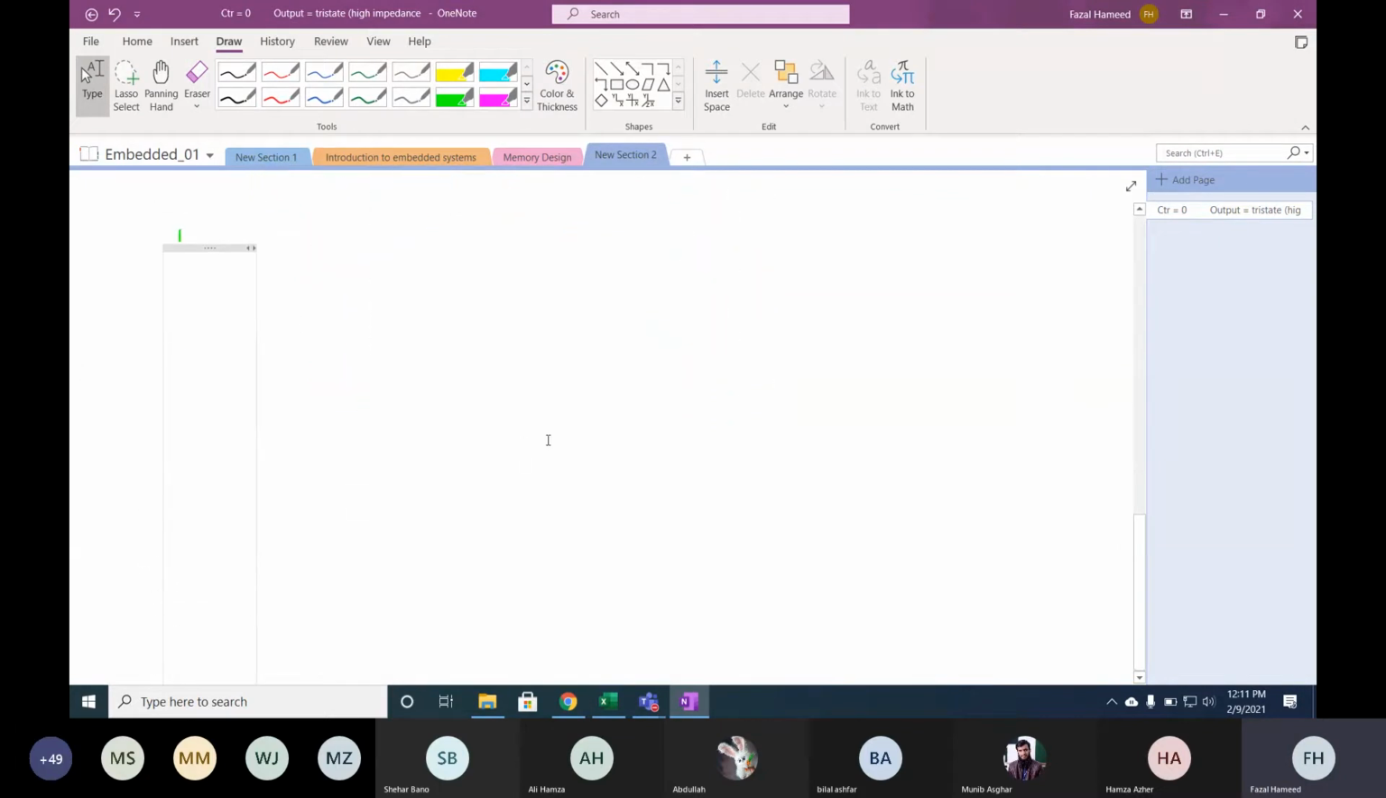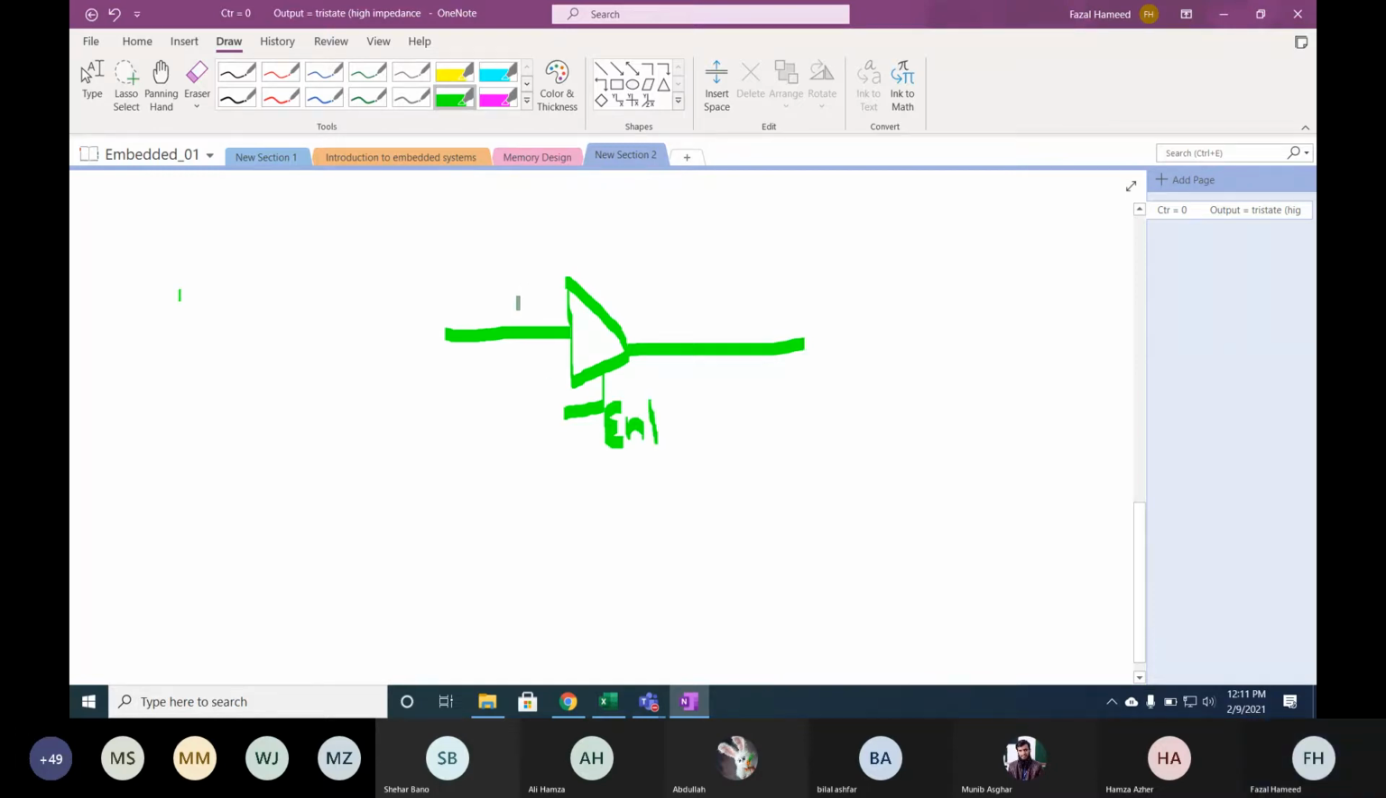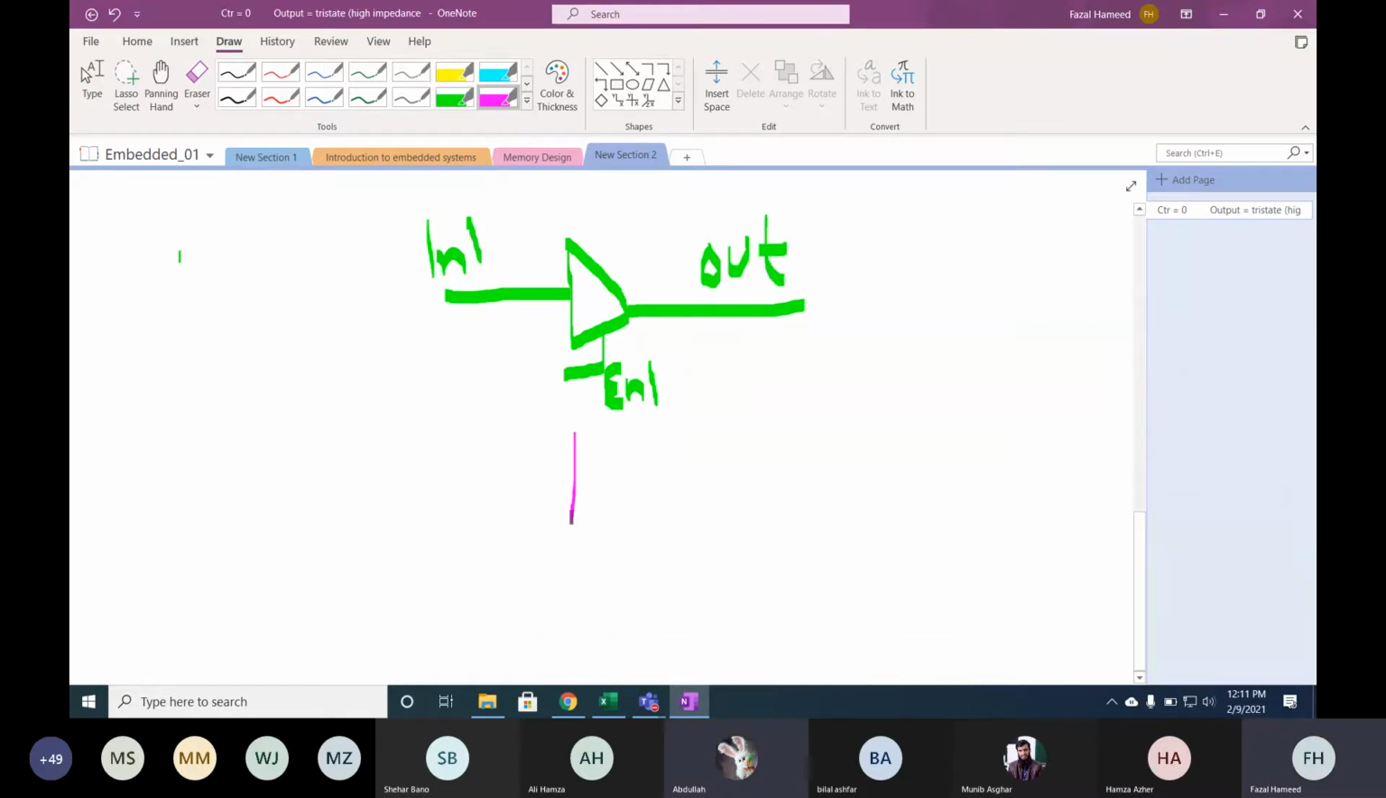Now let's assume there are two devices. Here is a tri-state buffer with enable 1, and this is in 1 and this is out. Now we have another device.